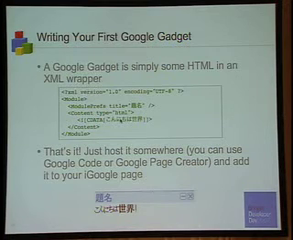All you have to do is host it somewhere. And while you're experimenting, you can use Google Code or Google Page Creator to host something for free. Then you add the gadget to your iGoogle page, and it will look just like that at the bottom. So in all of 5 minutes, you would have created your first gadget.